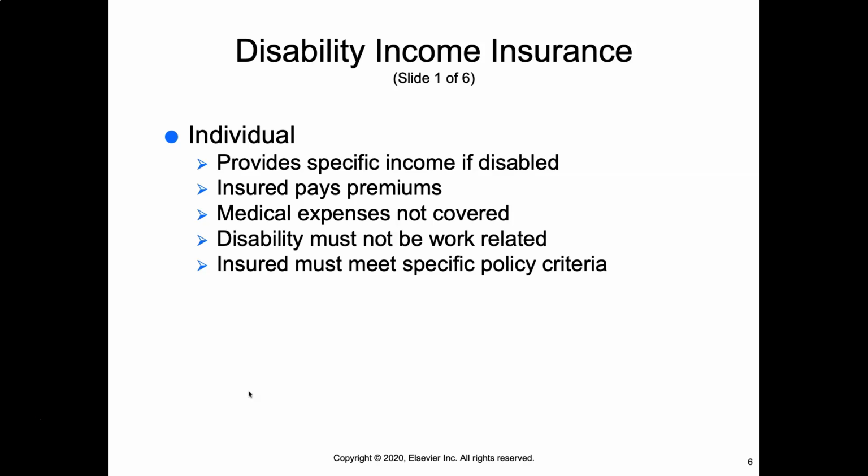When you talk about individual disability income insurance, it provides a specific income if you're disabled. The insured, the person who is insured, pays the premiums. Their medical expenses are not covered. Disability must not be work-related, and the insured must meet specific policy criteria.